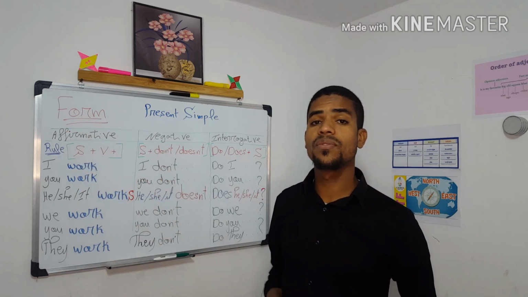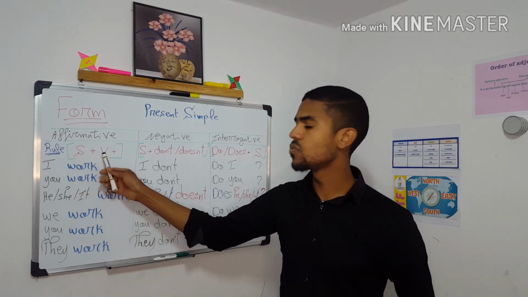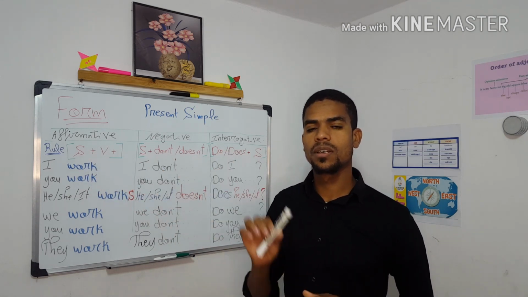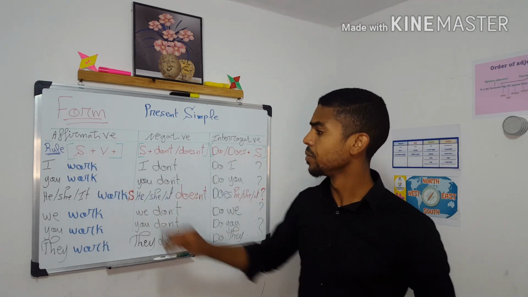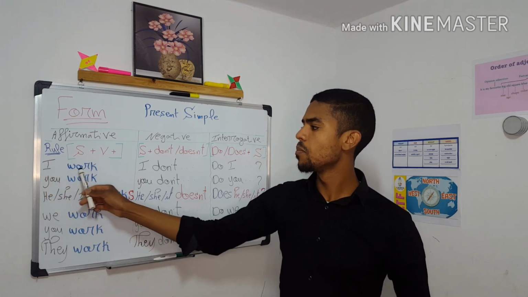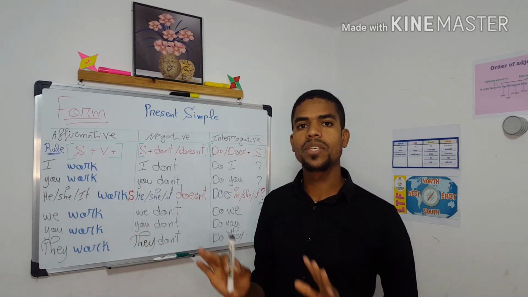In order to form an affirmative sentence, it's very simple. You start with subject plus verb, okay? Subject plus verb, and then the rest of your sentence, an object or a complement. If we have this example, I work, we have the subject plus the verb work, but the verb is not conjugated. It's in the base form, okay?